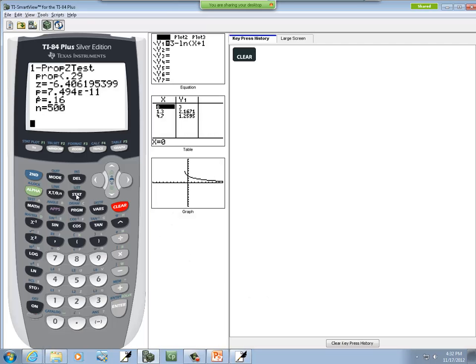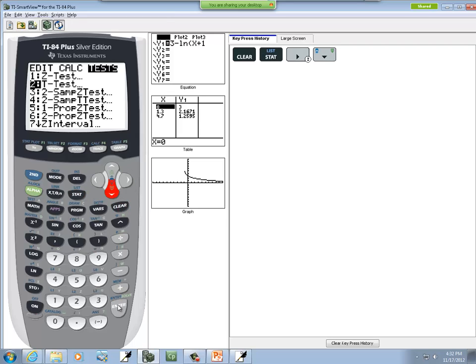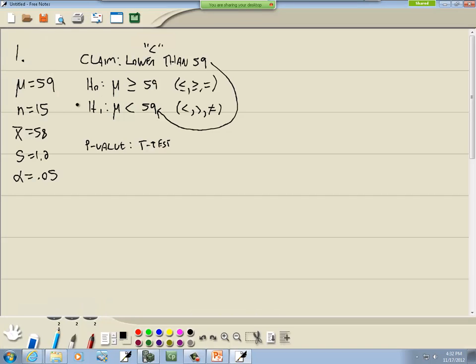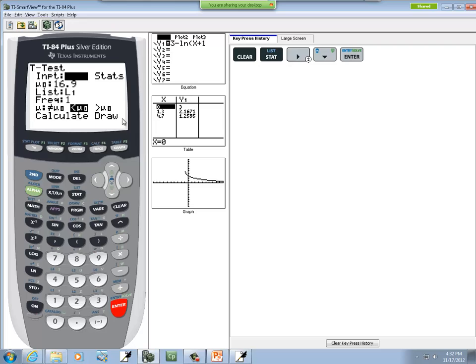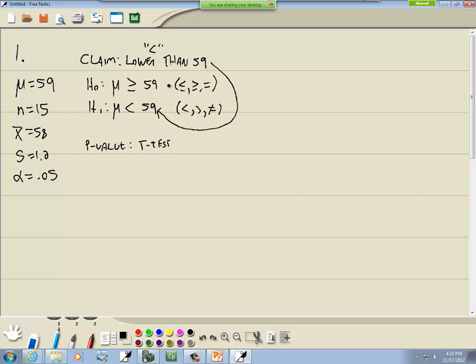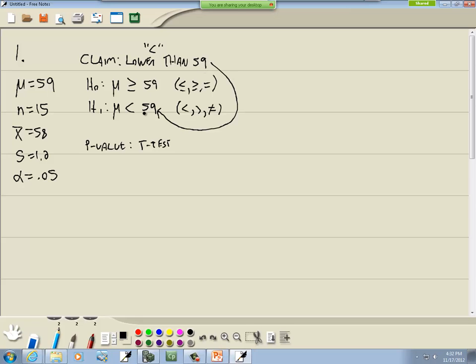So I'm going to press stat, right arrow over to test, and down arrow to t-test. Now, data is when you're given raw data, and stats is when you're given summary statistics. We have summary statistics here, so I'm going to right arrow to stats and press enter on it. And then I'll down arrow. Mu naught, this is the number off of your claim. Well, that'd be 59. So it's off your claim, H0 or H1.